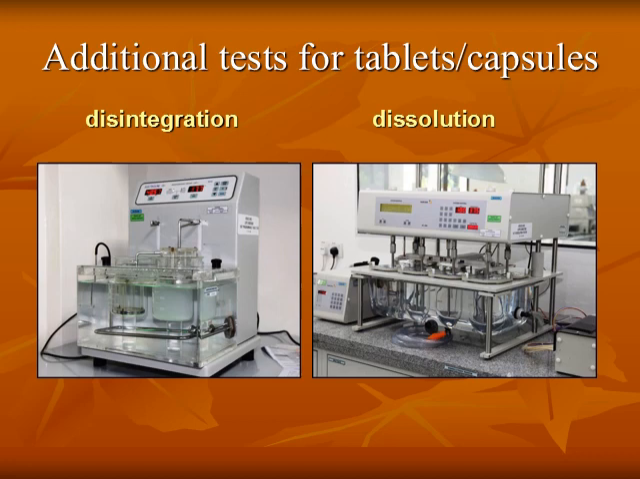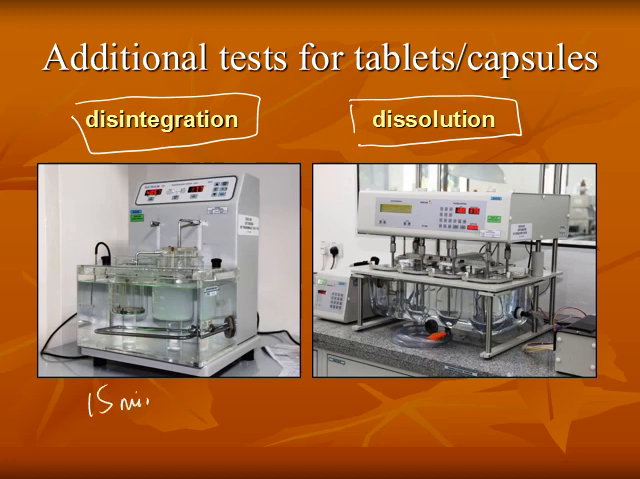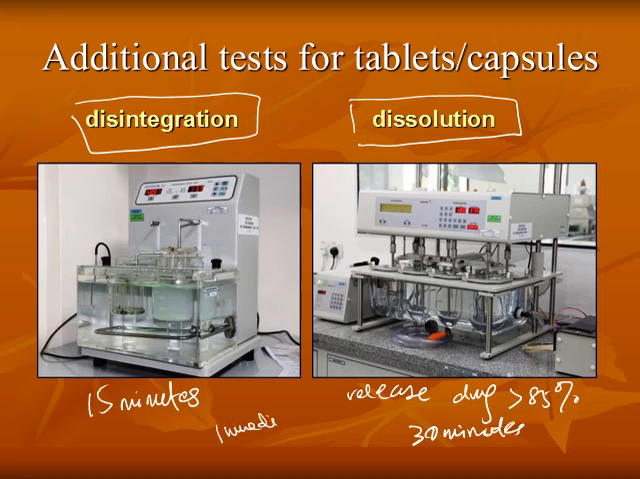Other additional tests for tablets and capsules include disintegration and dissolution. For an immediate release dosage form, they need to disintegrate within 15 minutes, whereas they need to release more than 85% of the drug in 30 minutes. This is the requirement for an immediate release dosage form.